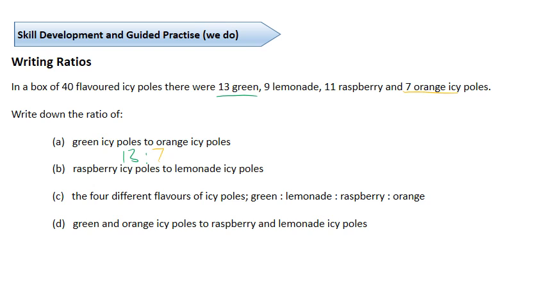Now we want the ratio of raspberry Icy Poles, which we have 11, to lemonade, 9. 11 is to 9.